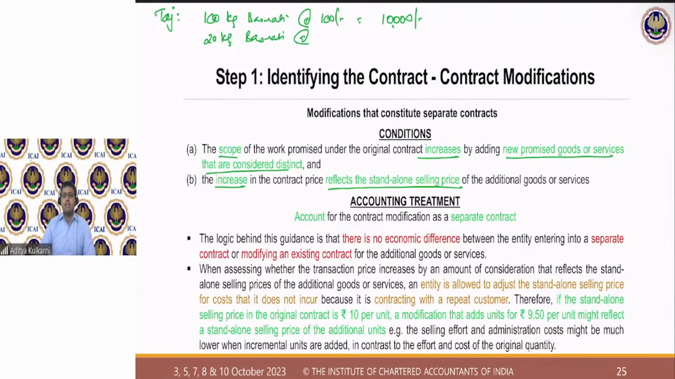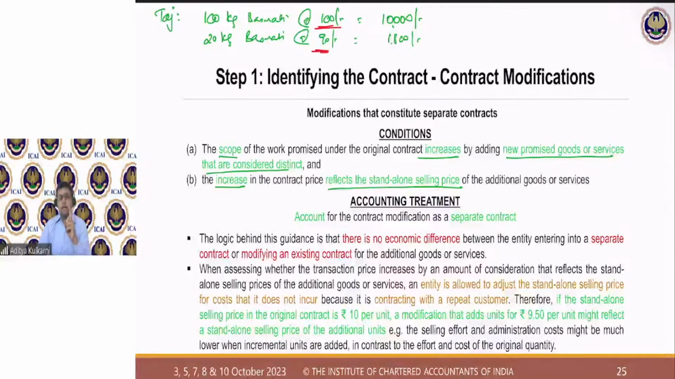This is not the existing contract. This is a fresh contract. And under this fresh contract, 20 kg basmati rice was billed at 90 rupees. So 20 into 90 comes to 1800. Now many of the students will say that, sir, this 90 rupees does not reflect the standalone selling price, because initially we had sold it at 100. Now we are selling at 90. It does not reflect the standalone selling price.